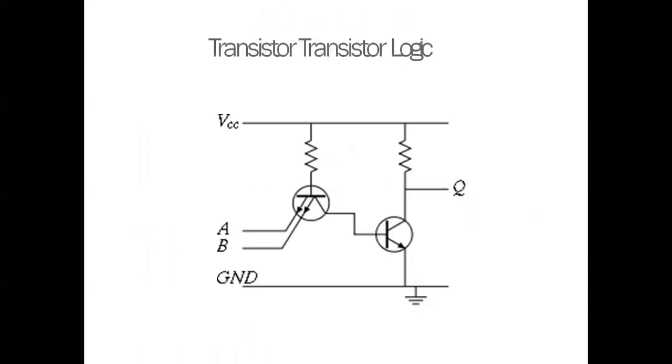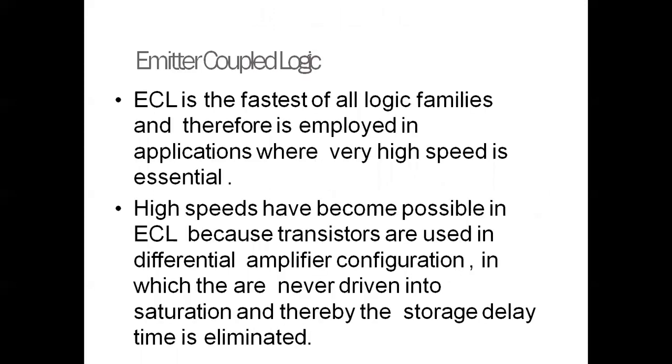This is a transistor logic where we have seen two transistors, A and B, plus 5 V VCC, and ground is also there. We are taking output from Q.